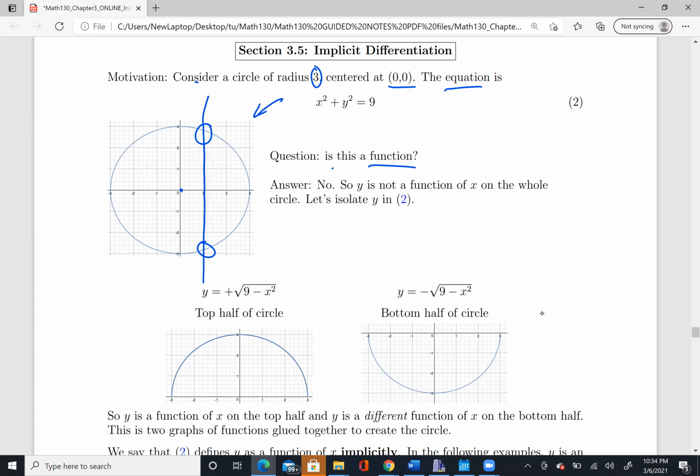According to the vertical line test, you see that there are two intersections. So then this is not a function.